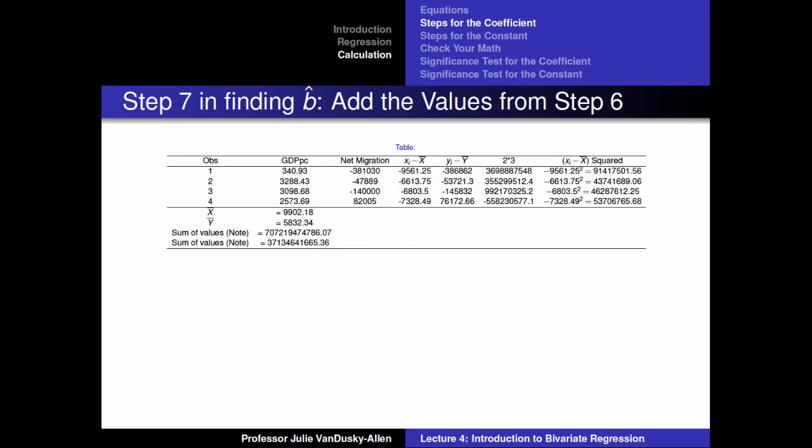The next step in finding b hat is adding all the values from step 6 together. After adding all of the 178 values together, the value I calculated was 37,134,641,665.36. Note that this value is the denominator in the b hat equation.